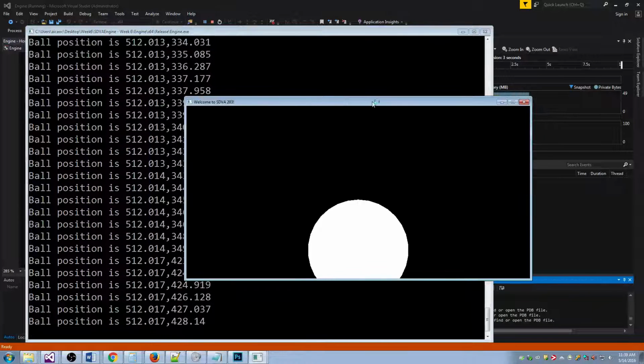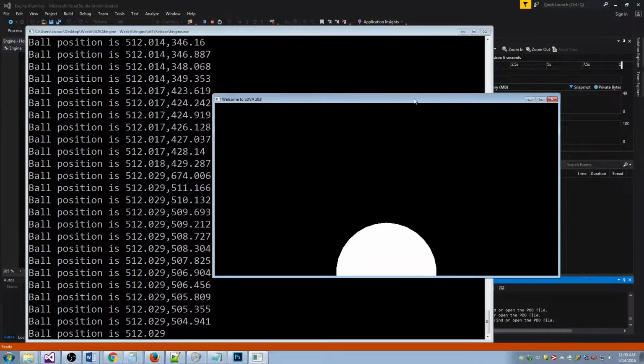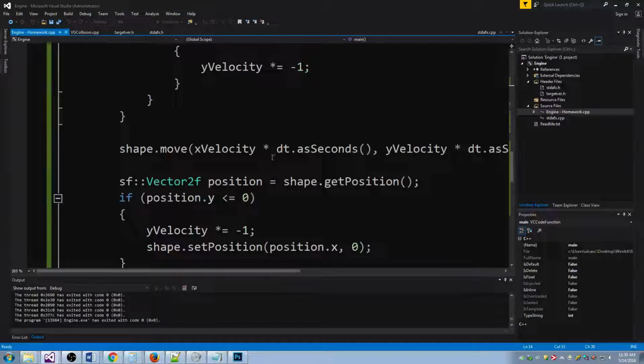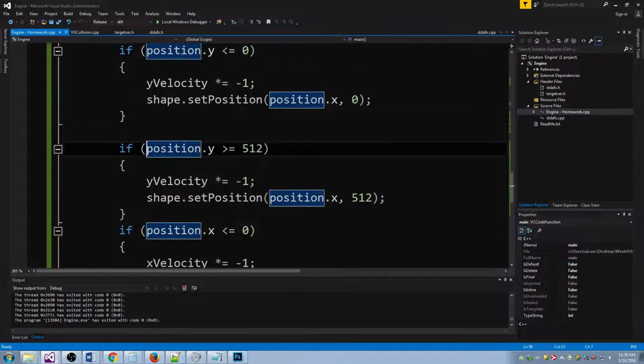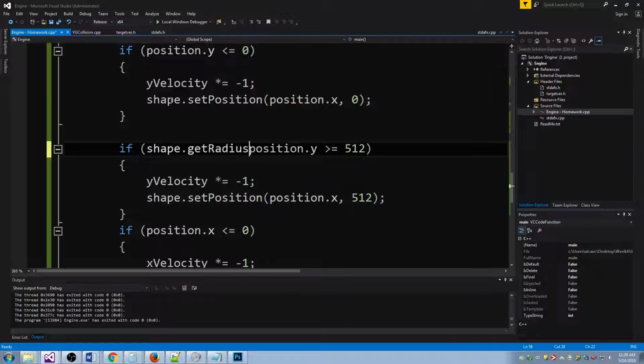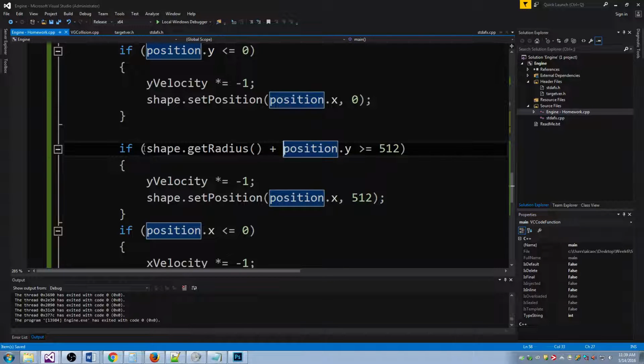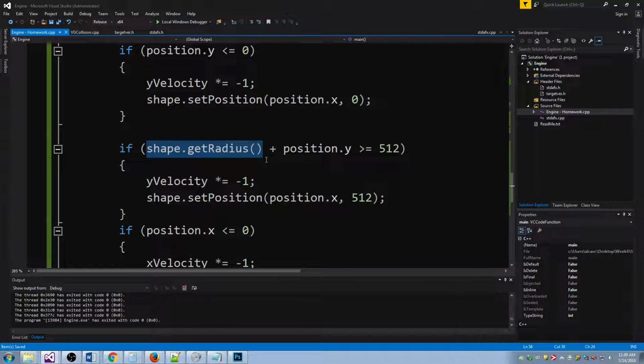Bam. Yeah. I want it to account for the radius, so I actually need to account for the radius here. I'm checking to see if the middle of the circle is greater than 512. I actually need to account for the middle of the circle, including the radius. So if I do shape.getRadius plus this, it will account for the radius of the circle properly. So now it'll say that if my position plus my radius is greater than this, then bounce.